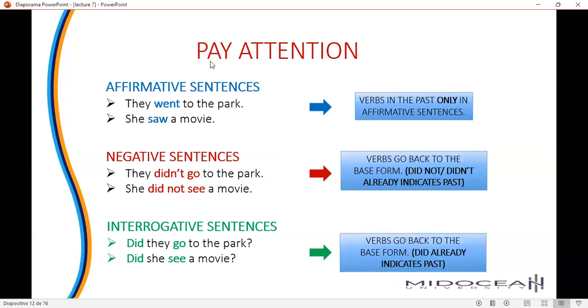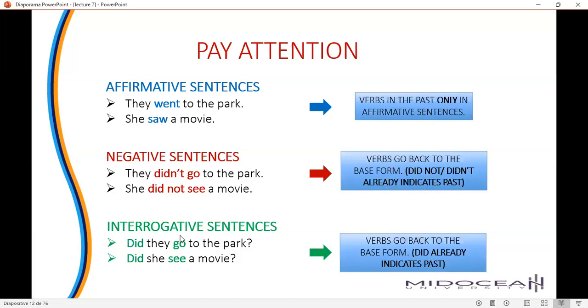Pay attention now. The affirmative sentences. Example: they went to the park. She saw a movie. So verbs are in the past only in affirmative sentences. Negative sentences: they didn't go to the park. She didn't see a movie. So here, verbs go back to the base form. Didn't or did not already indicates past.